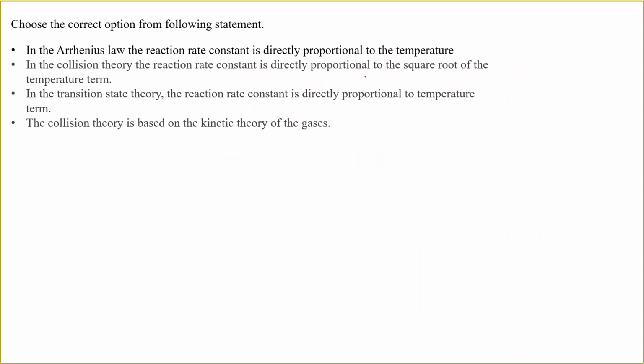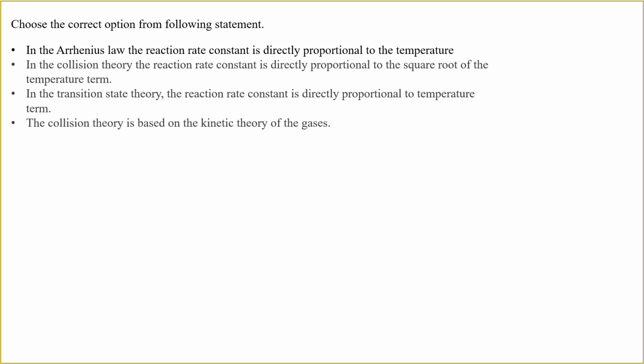choose the correct option from the following statements. In the Arrhenius law, the reaction rate constant is directly proportional to the temperature. Next, we have in collision theory, the reaction rate constant is directly proportional to the square root of the temperature term. And next, we have in transition state theory, the reaction rate constant is directly proportional to the temperature term, and the collision theory is based on the kinetic theory of gases.